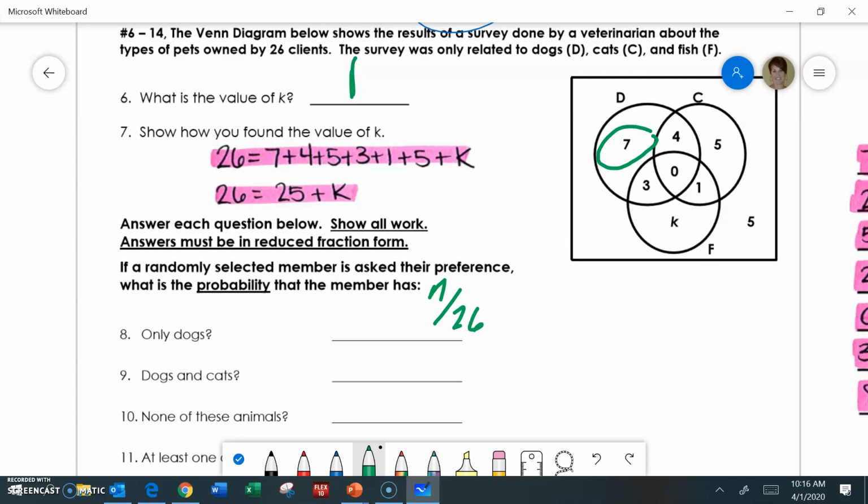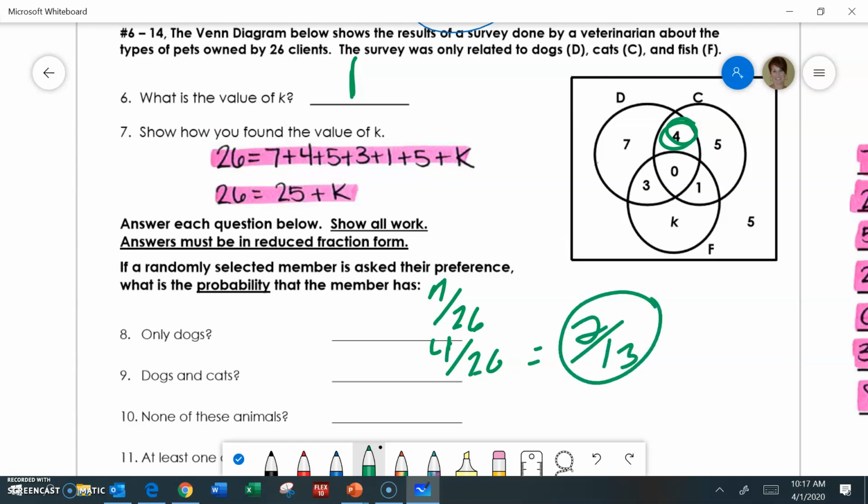Number 9, we want to look for dogs and cats. Now that "and" remains the intersection. So if I look right here, what we want to do this time is look for this intersection of just dogs and cats. So that would be 4 out of 26. And 4 out of 26 reduces to 2/13.